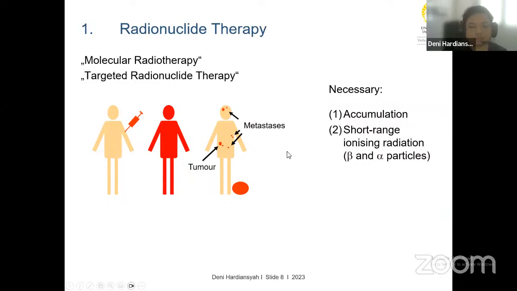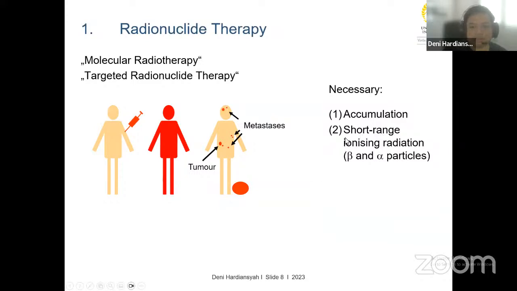And then the second one is we also need to make sure that the radiation that we have, in this case ionizing radiation, has a short range. Because you can imagine that we have a good accumulation here, right? But the radiation is very broad, very low. So there is no need for us to have a good accumulation. You understand what I mean? Because the radiation will go through all of the patient's body anyway.